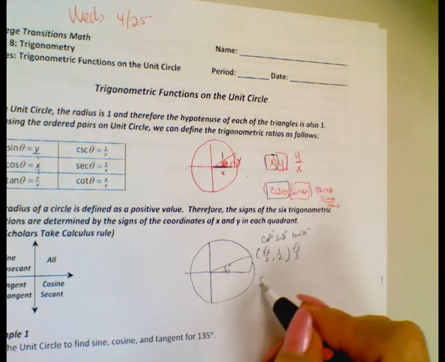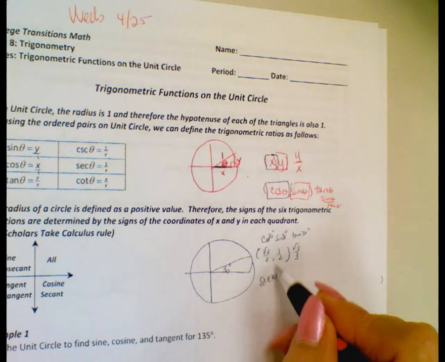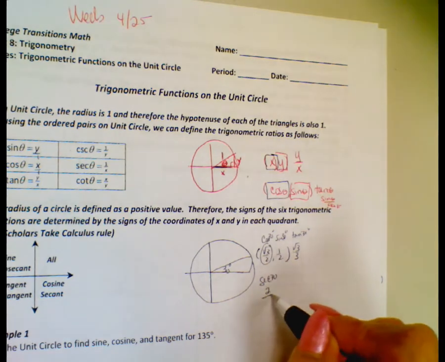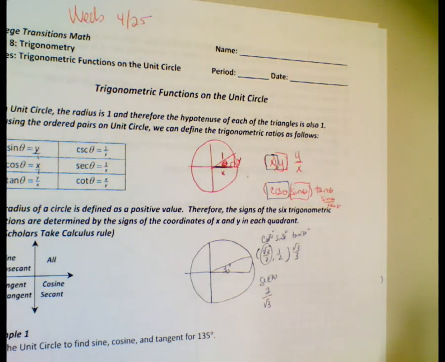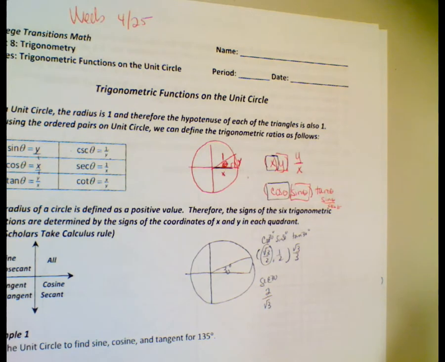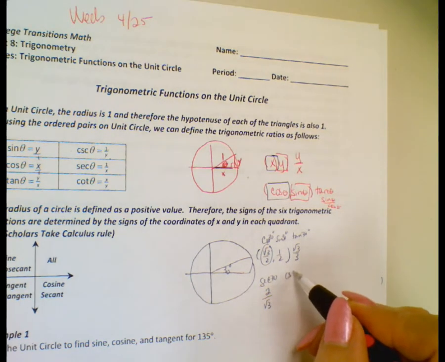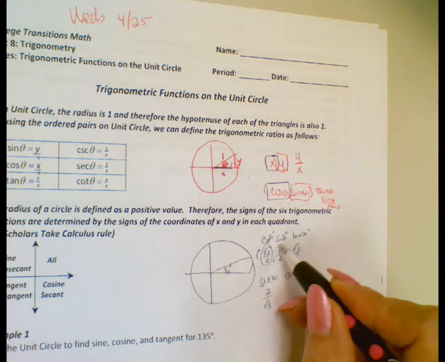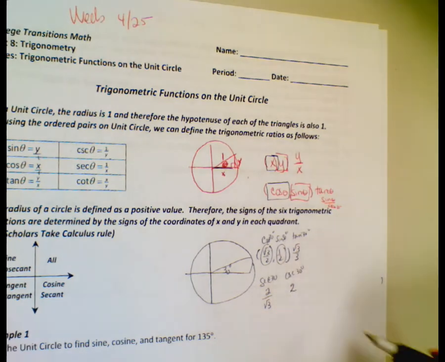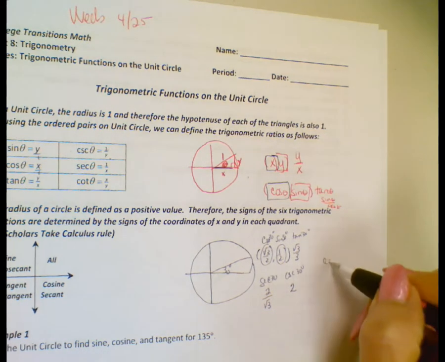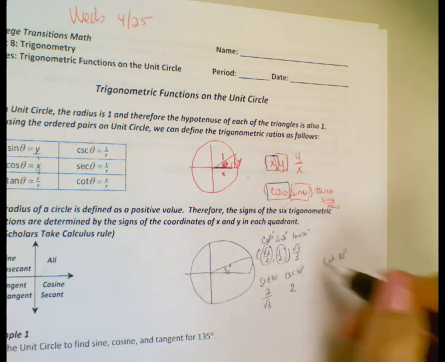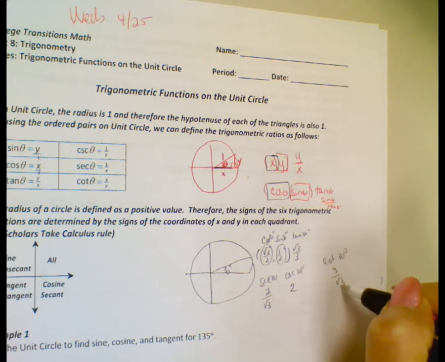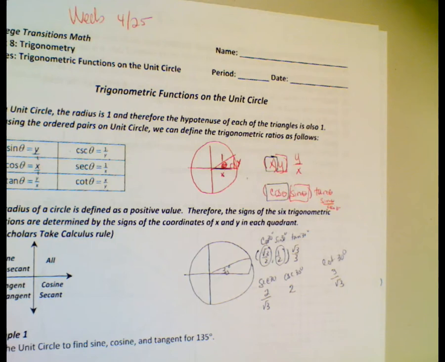So what would the secant of 30 be? It'd be the reciprocal of this one, 2 over radical 3. Let's not even worry about rationalizing. What is the cosecant of 30? What's the reciprocal of 1/2? 2 over 1. What is the cotangent of 30? It would be 3 over radical 3. Those would be your 6 answers.